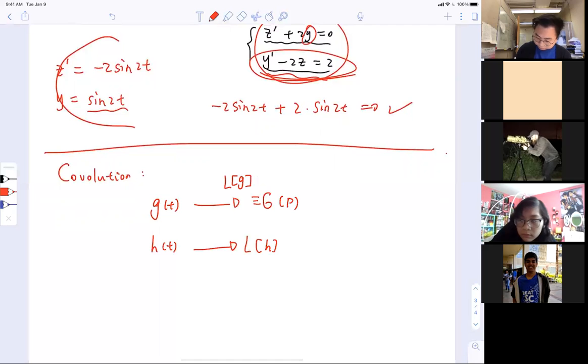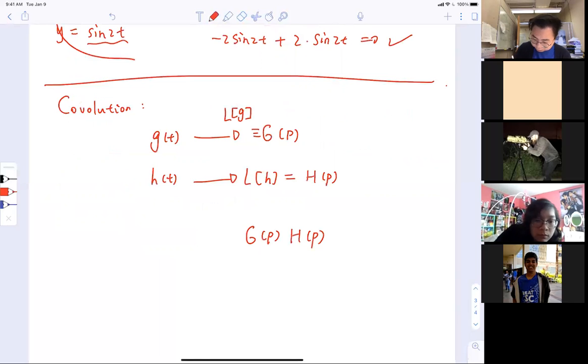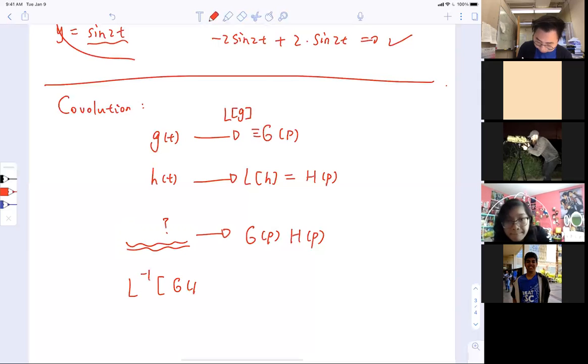And H(p). What if I have a function like this? What if I have a function which is the multiplication of those 2 functions? I ask you what's the corresponding function in the time domain. So basically we need to calculate the inverse of this guy, right?